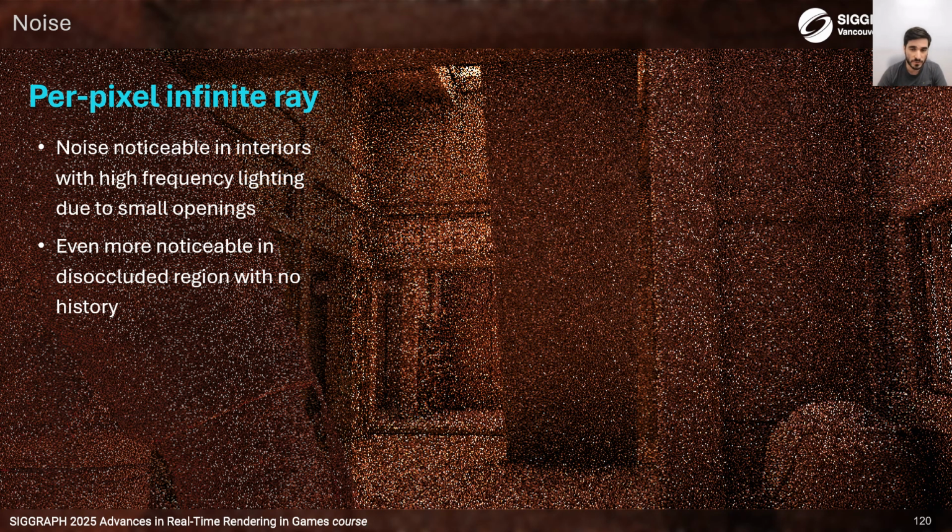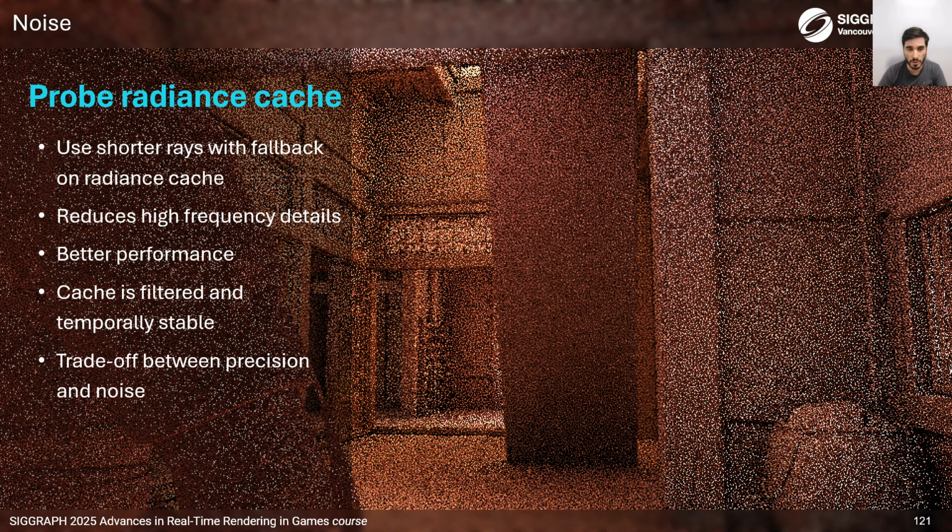When tracing at infinite distance and trying to reduce noise, we can see that interiors are still very noisy on our end. We have started using the probe radiance cache instead to trace shorter rays and fall back earlier on a radiance cache. This really helps us in performance, reducing high frequency detail, and since the cache is filtered and temporally stable, it helps keep the image in a much more stable state. In the end, it is a trade-off between precision and noise, as using this solution does bring in a lot of leaks.